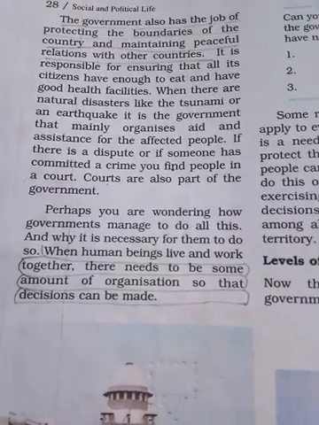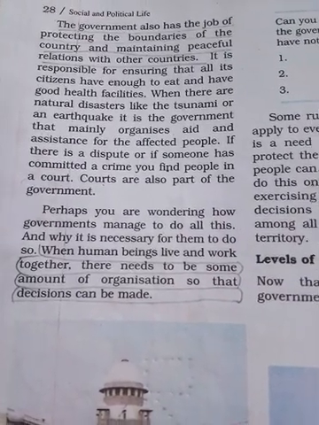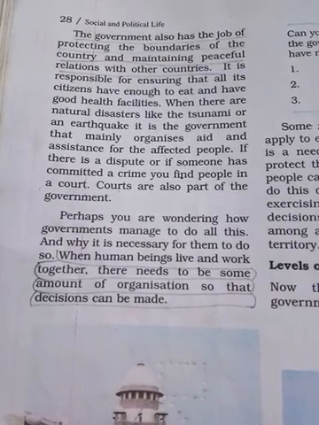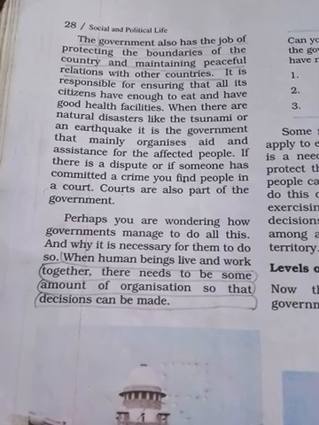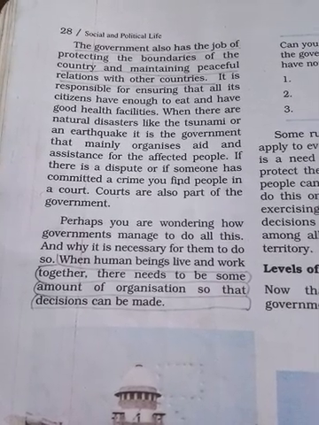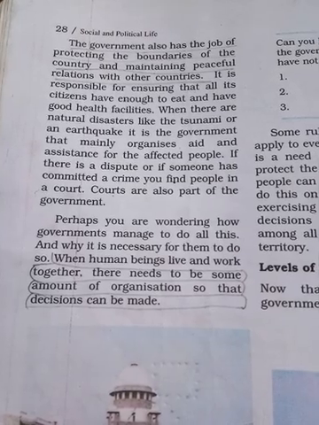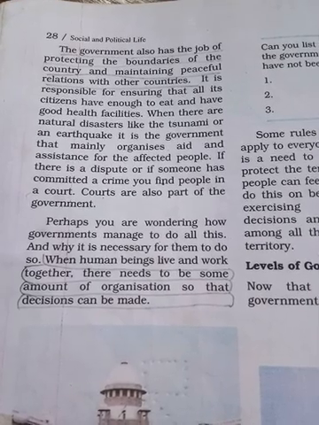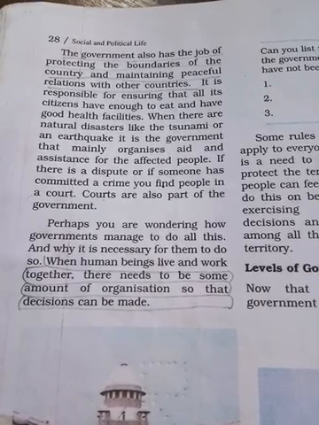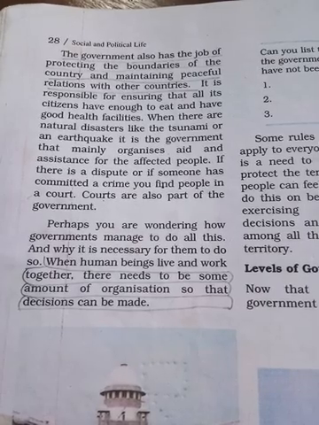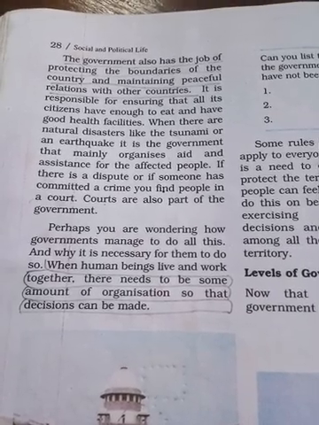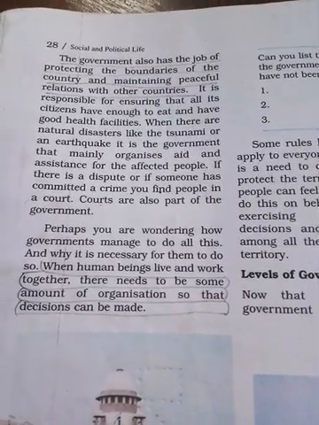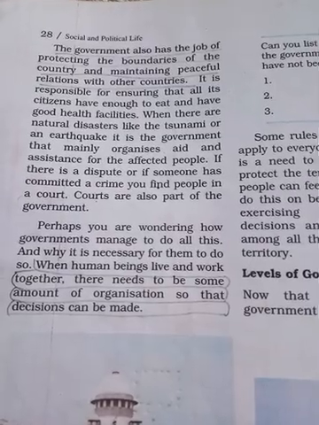How is the government managed to function all these things, and why are they doing this? When human beings live and work together, there needs to be some amount of organization so that decisions can be made. That means they have to form some organization and make decisions like whether something is good or bad. That is the work of the government.